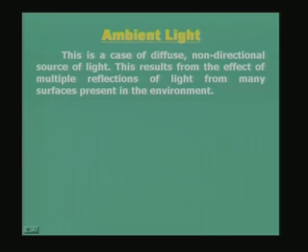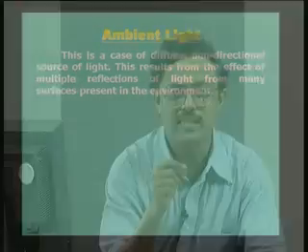We will talk about diffuse reflection and diffuse light sources later on, but the ambient light is considered to be a case of diffuse non-directional source of light, and this results from the effect of multiple reflections of light from many surfaces present in the environment. So, that is the key. All these multiple reflections or interreflections, which we talked about in the last class: the rays from the light source directly falling on the object get reflected in one direction, hit another object, get reflected in some other direction, hit a third object, and so on. This can go on in an environment.